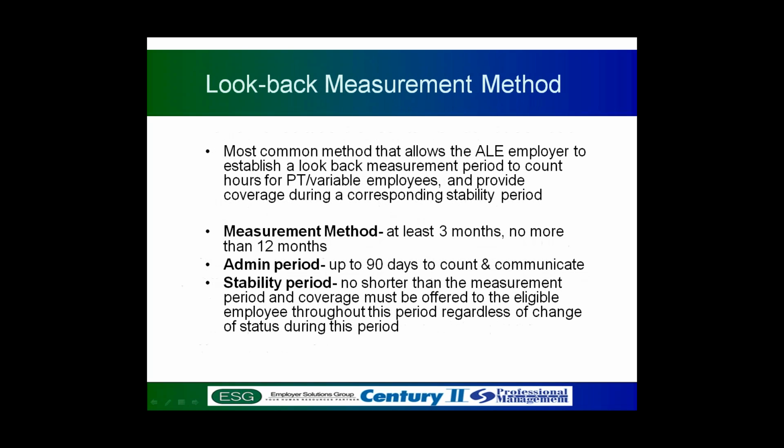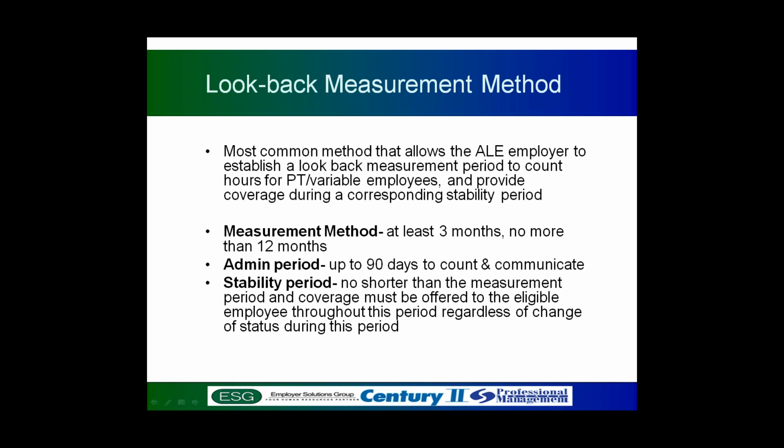The second alternative, and is probably the most common, is to employ what's called a look-back measurement period. And this is probably the most convoluted and complicated part of ACA. And certainly your HR team is prepared to sit down with you and help you work through this if you are an applicable large employer. But essentially what happens is you then have the obligation to do a look back and count the hours of your part-time, variable, and seasonal employees. And whatever that look back period of time is, it has to be at least 3 months. Most employers are doing a 12-month look back.